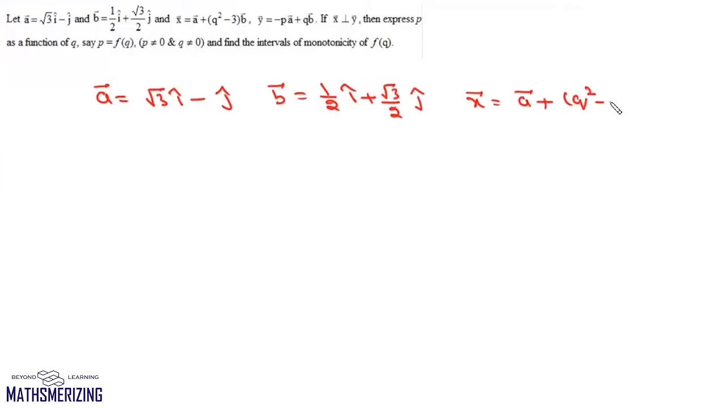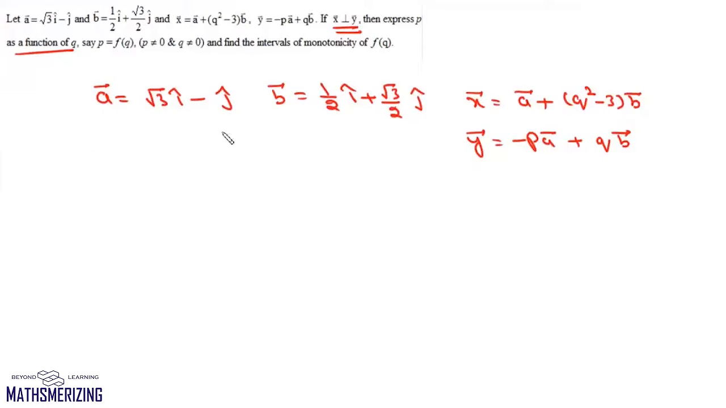Now here the question is, we are given this vector A, which is root 3 i minus j, P is 1 by 2 i cap plus root 3 by 2 j cap, and this vector X, which is Q square minus 3B, and Y, which is minus PA plus QB. If X is perpendicular to Y, then express P as a function of Q.